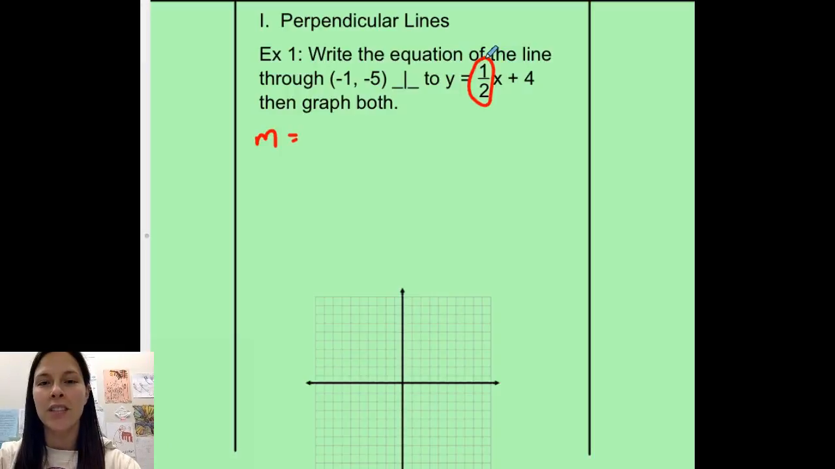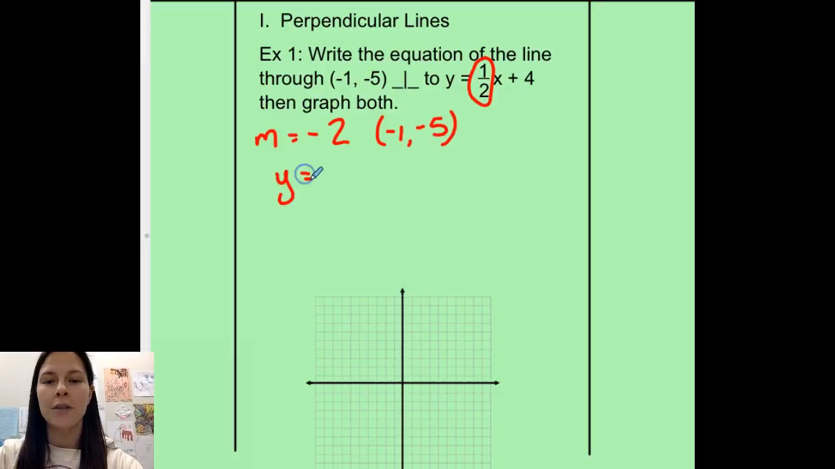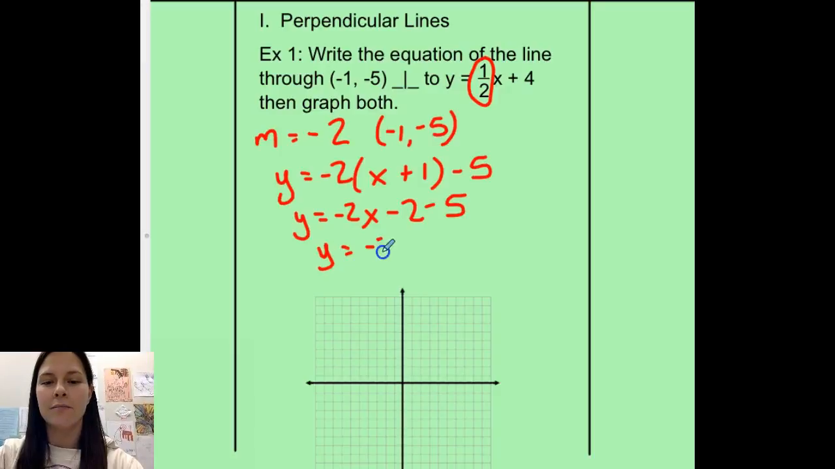The slope of the given line is positive 1/2, so the slope of the perpendicular line will be opposite, or negative, and flip that 1/2 to 2. Then we'll use that coordinate we were given and set up our point-slope equation. y equals, substituting in that -2 for our slope, (x plus 1), that -1 goes inside and becomes opposite. The -5 stays on the outside and stays normal. Distributing our -2, -2 times +1, and combining those like terms.